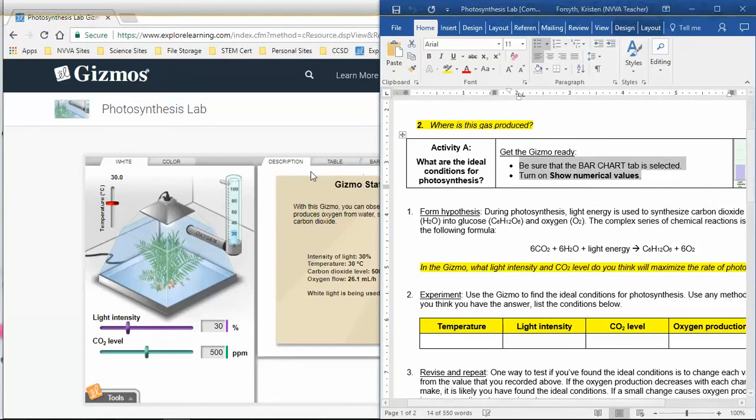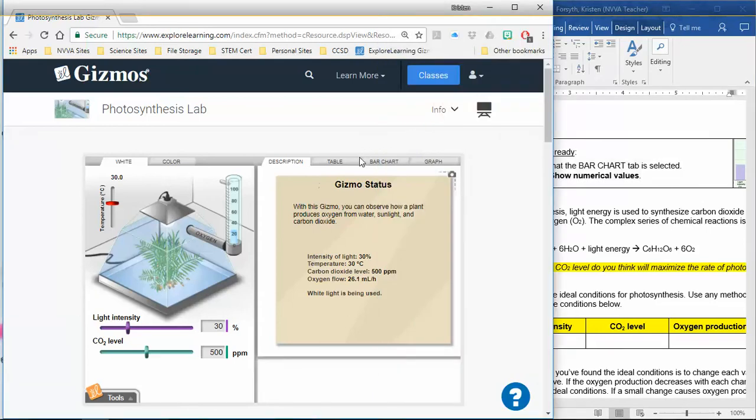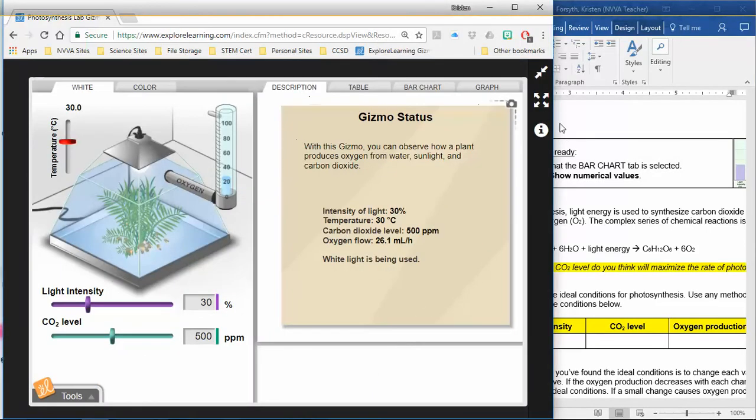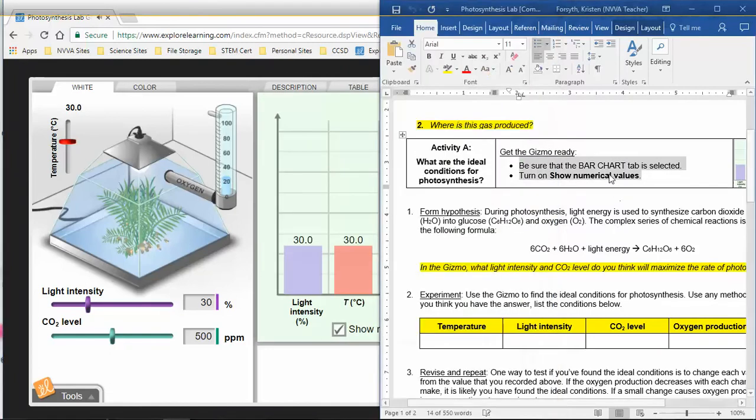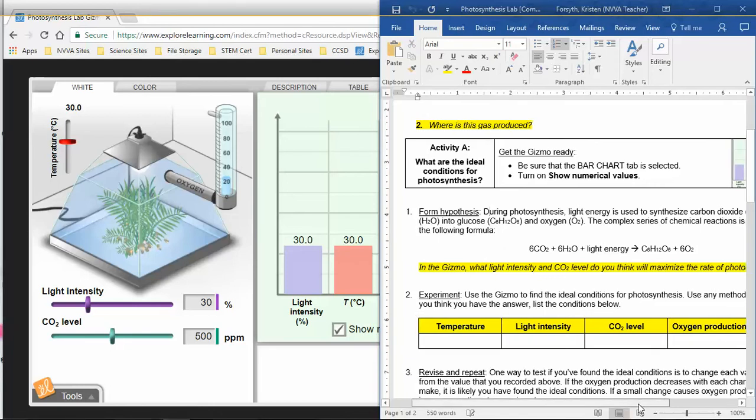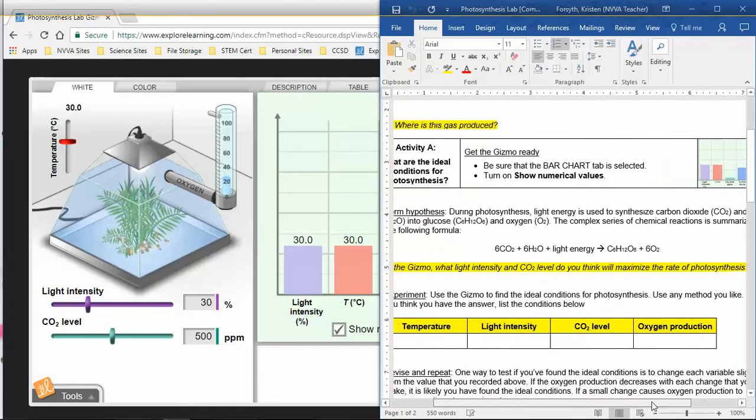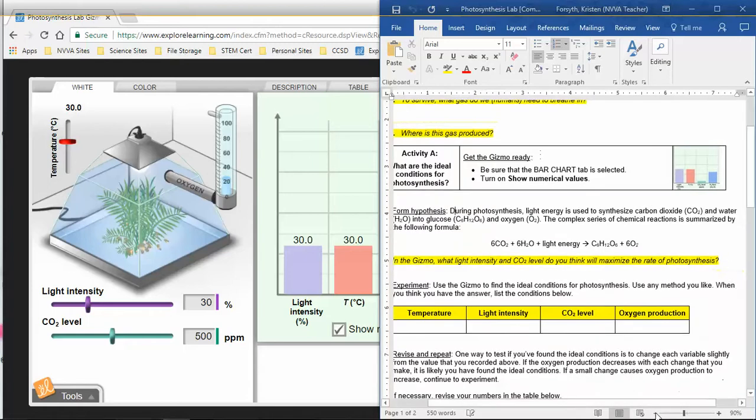This is very important. So I'm going to go over to my lab. I'm going to put some presentation views so you guys can see a little better. Click on the bar chart, that's what it says, and then show numerical values. First directions right there. Number 1, form a hypothesis. During photosynthesis, light energy is used to synthesize carbon dioxide and water into glucose and oxygen. The complex series of chemical reactions is summarized by this chemical formula. So that is the chemical formula for photosynthesis.